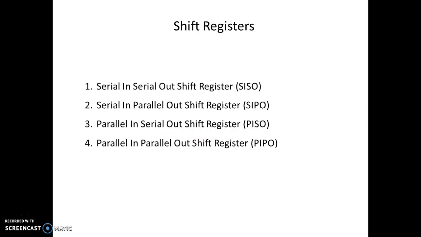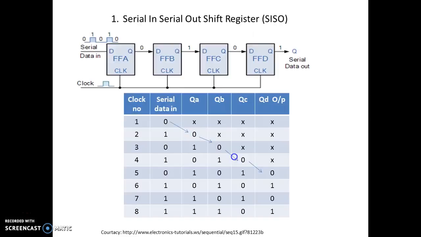The next application is the shift register application. There are different types of shift registers like serial in serial out, serial in parallel out, parallel in serial out, parallel in parallel out. So we have SISO, SIPO, PISO and PIPO shift registers. We will see the logic diagram of each of the shift registers one by one.